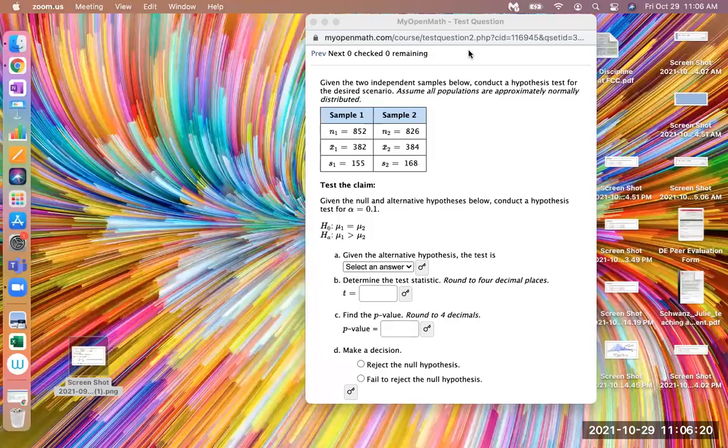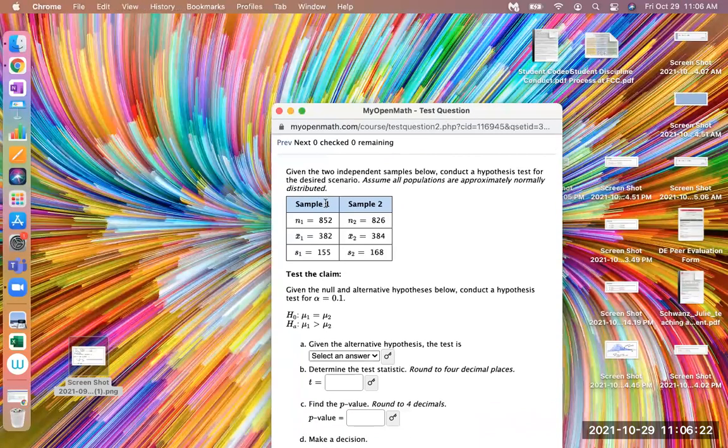Hi class, this is number 5 in 10.1. It says, given the two independent samples below, conduct a hypothesis test for the desired scenario. Assume all populations are approximately normally distributed.